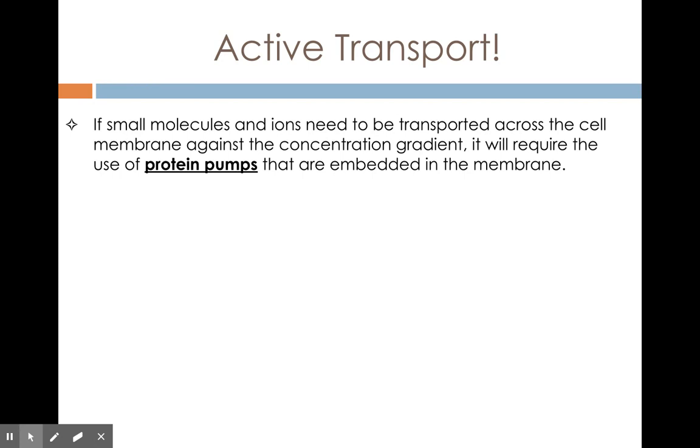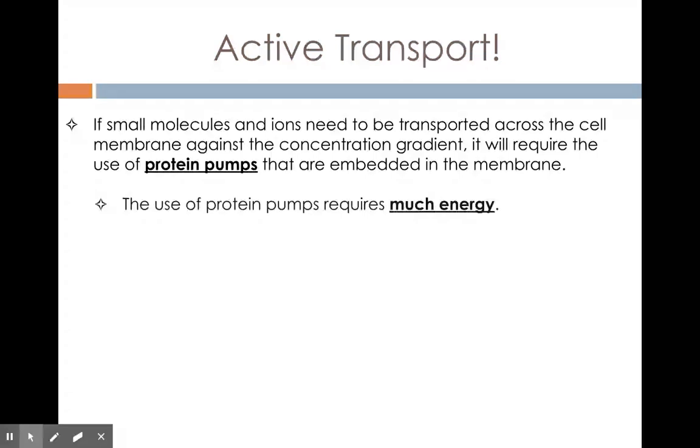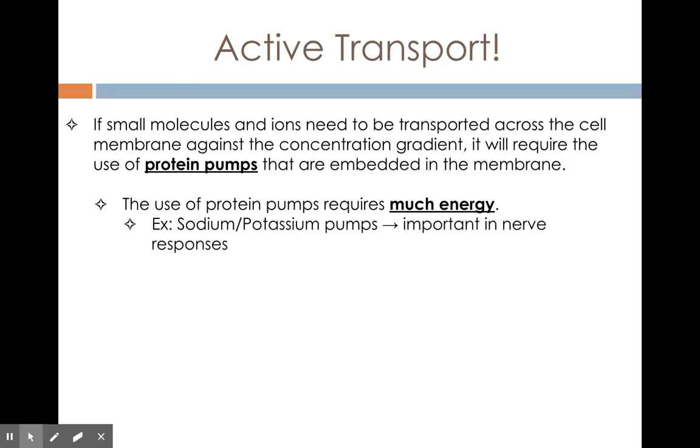It depends on how big or small the molecule is on how it will get through. If you have small molecules that need to be transported across the membrane against the concentration gradient, from low to high, it is going to need a protein pump. A protein pump is going to need lots and lots of energy. An example is your sodium-potassium pump. This is important in nerve responses.